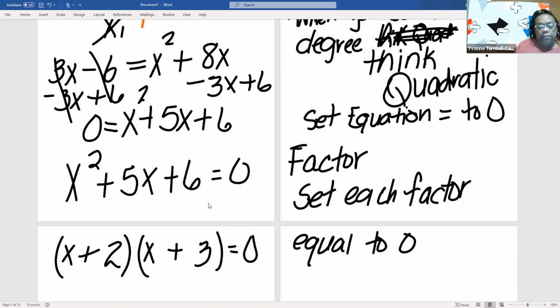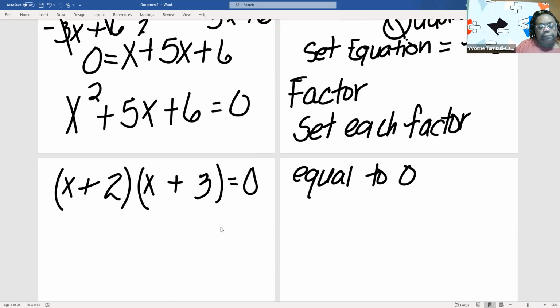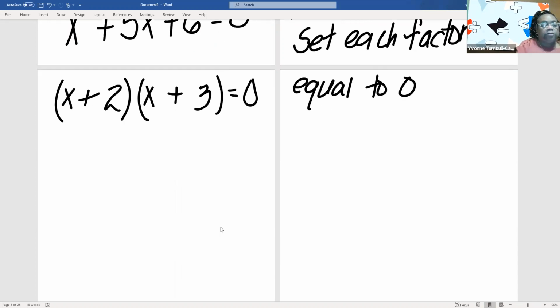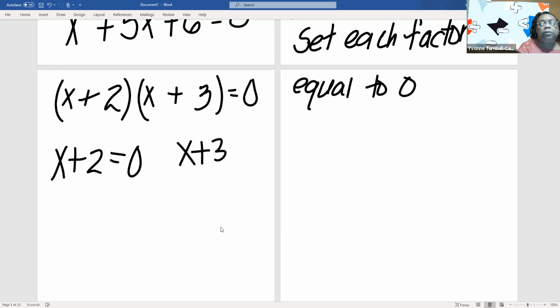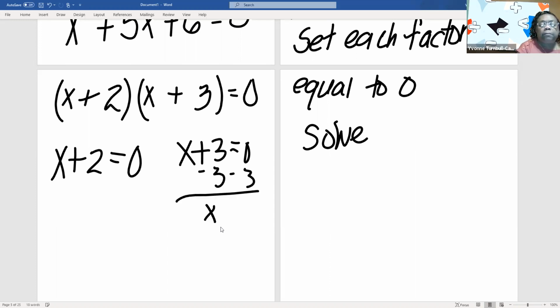And how do you do that? Like this. Your first factor is x plus 2. Set that equal to 0. Your next factor is x plus 3. Set it equal to 0. Now solve. Minus 3, minus 3, so x equals negative 3. Minus 2, minus 2, x equals negative 2.